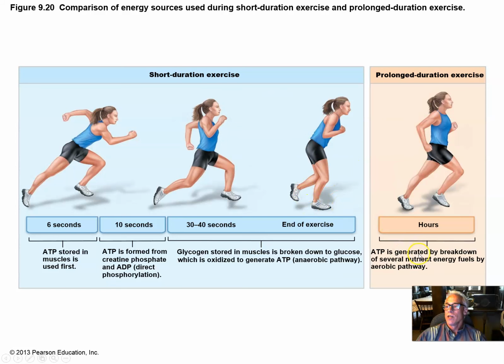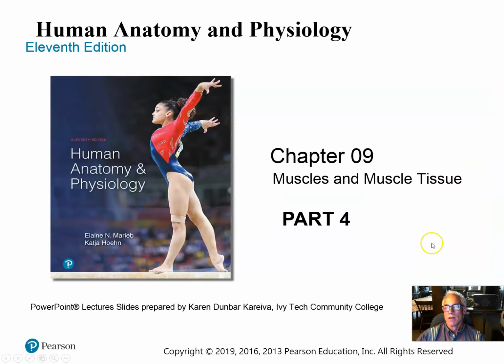Or if we do a submaximal exercise, in other words, jogging along instead of sprinting our fastest, then we can produce ATP by aerobic respiration. We'll utilize glycolysis plus Krebs cycle and electron transport chain in the mitochondria and produce all that extra ATP, 32 ATPs per glucose, and we can just do it indefinitely. That's why you can jog for a long, long time. So that's the story of energy production for contractions in muscles.